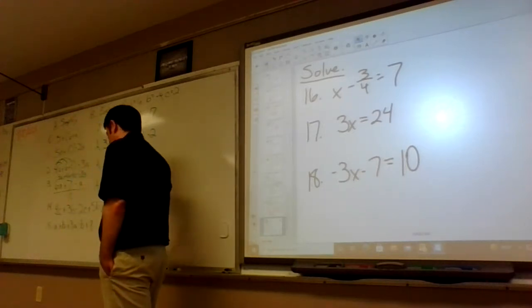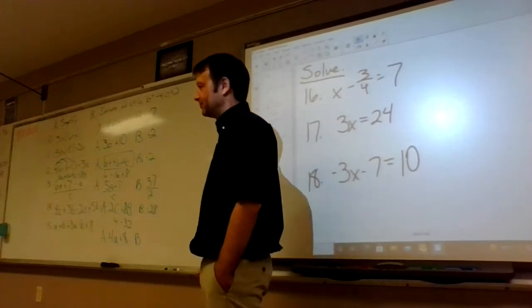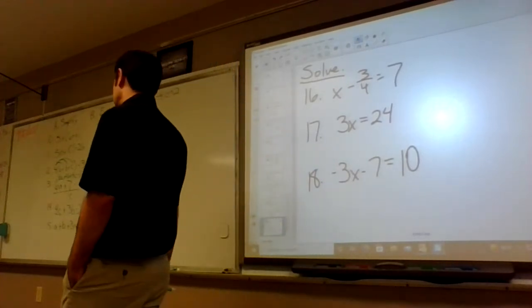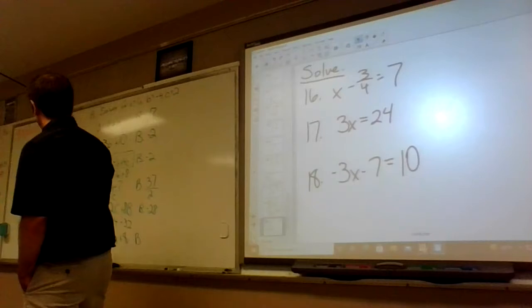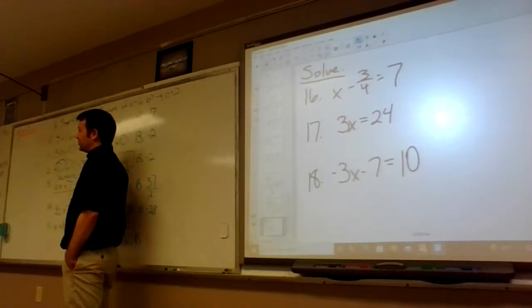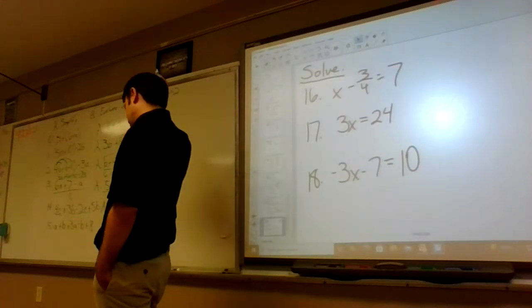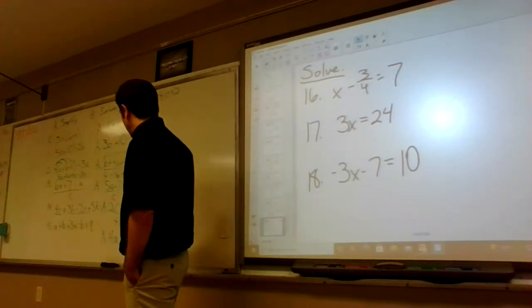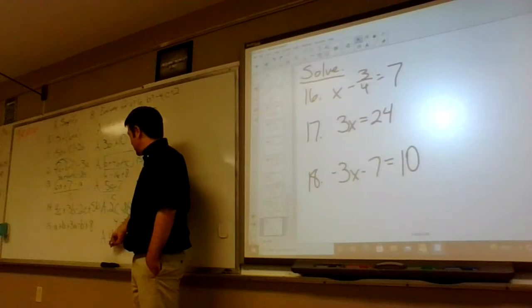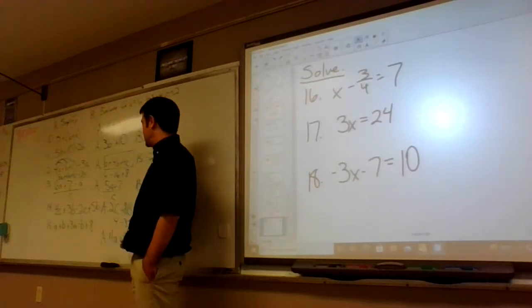Wait, so we don't have any B's, right? No, because positive and then negative, it would just cancel out. Yeah, it's like 1B plus negative 1B is 0. Okay, if I plug in 6, 4 times 6 plus 8 is 32.